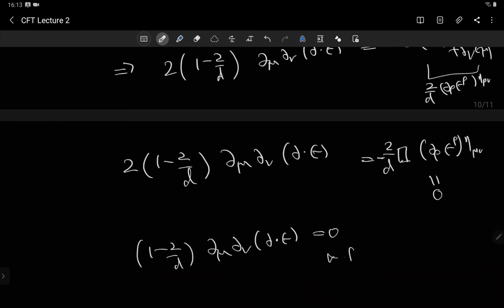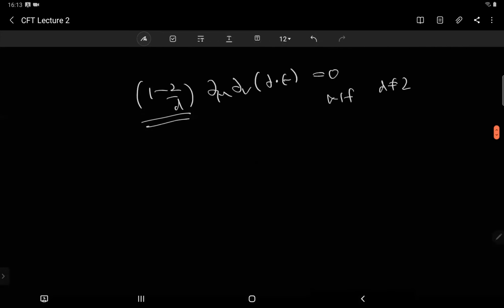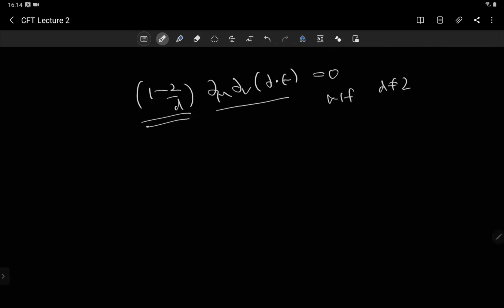And if d is not equal to 2, then this term is non-vanishing, so that means del mu del nu del dot epsilon is 0. This is where the difference comes between 2 and higher dimensions. In 2 dimensions, this equation will not give any constraint on del mu del nu del dot epsilon; it is trivially satisfied. But in d greater than 2, we get del mu del nu del dot epsilon is 0.